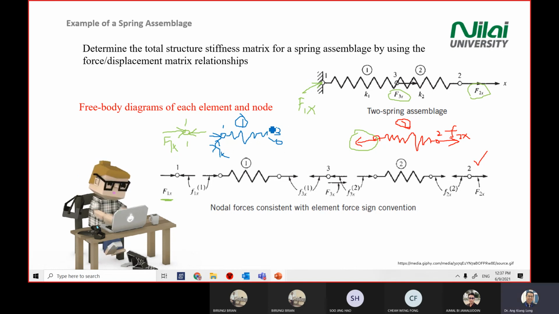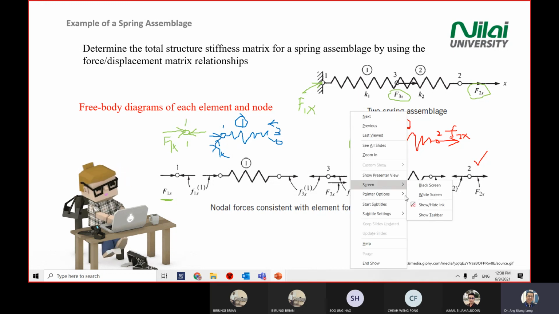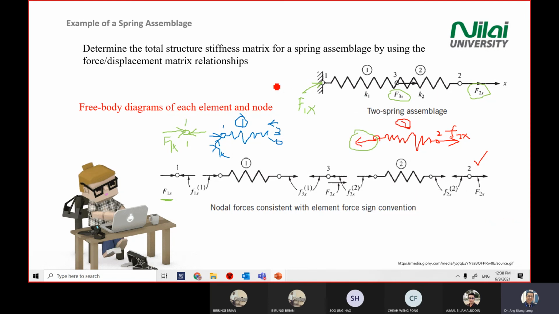And then point number 3, you must be careful how you draw the number 3 here. It will be a bit confusing because it's connecting element 2 and element 3. By logic, it should go this way because it counters this one. So let me pause a while, then we try to relate what is happening at point number 2 here, because point number 3 is a continuity point that connects element 2 and 3.